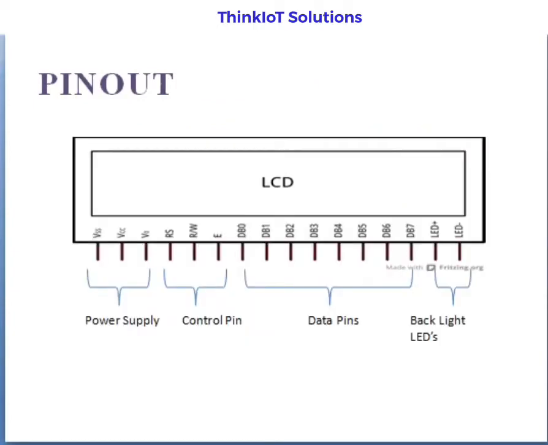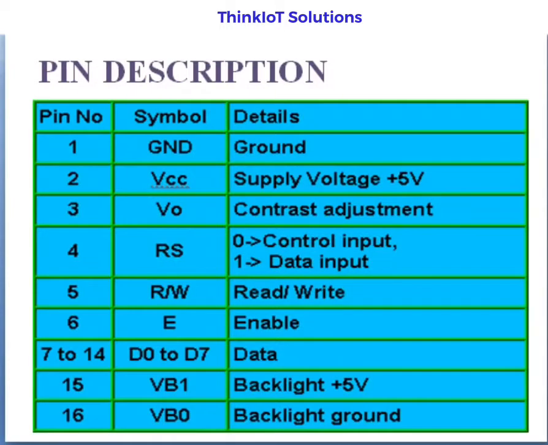Let's have a look at the pin description of the LCD. It has a total number of 16 pins. Each pin description is as follows. First is ground, second pin is VCC, third pin is used to adjust the brightness of the LCD screen. To adjust the brightness of the LCD screen, we will be physically interfacing a potentiometer of value 10K.